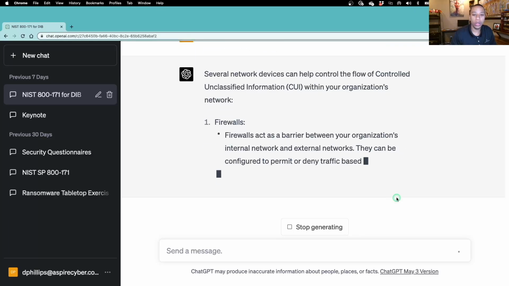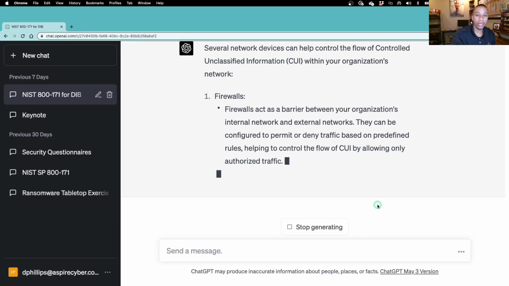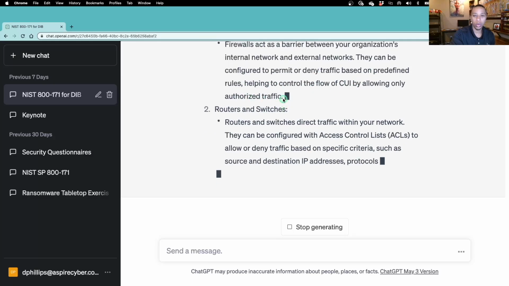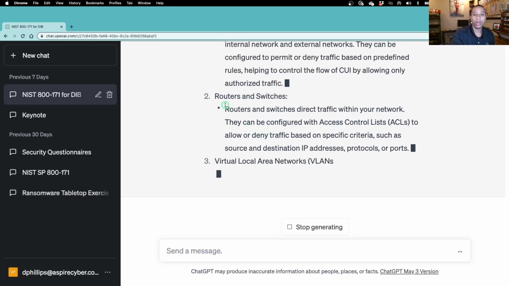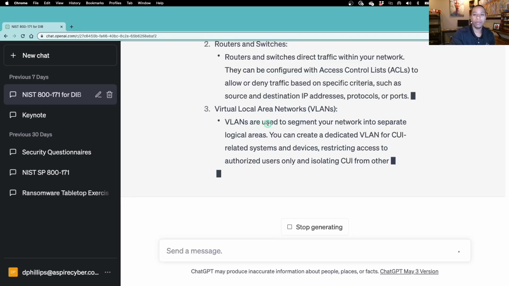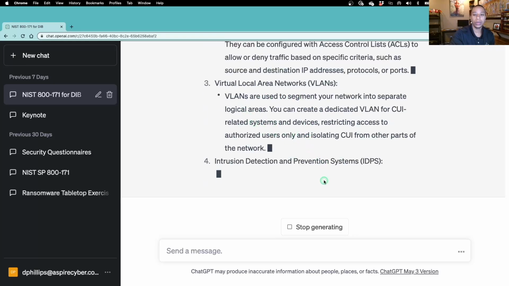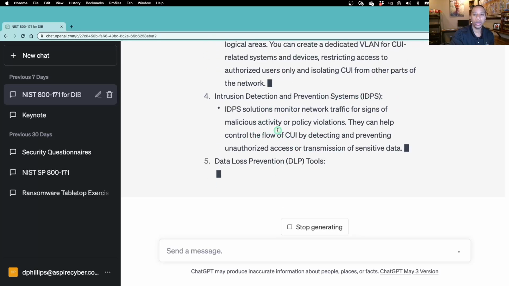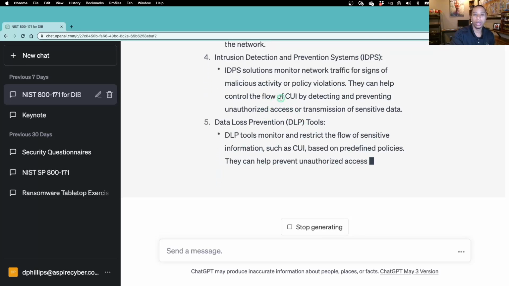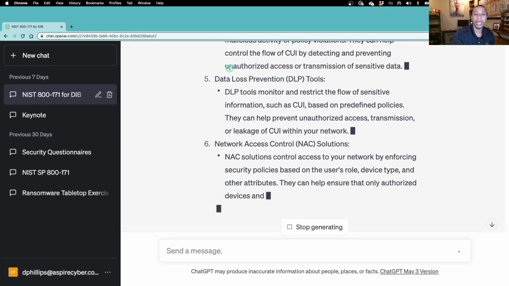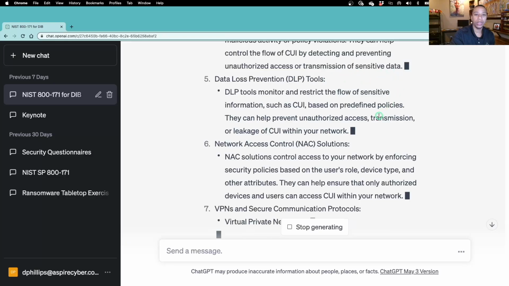So our firewalls can assist in terms of acting as a barrier between the organization's internal and external networks. So we can configure it to permit or deny traffic based on predefined rules. Our routers and switches. Remember, a switch can help set up our VLAN, our virtual local area networks. Intrusion detection and prevention systems can also assist in monitoring the network traffic for signs of malicious activity and can help to control the flow of CUI by detecting and preventing unauthorized access or transmission of sensitive data.